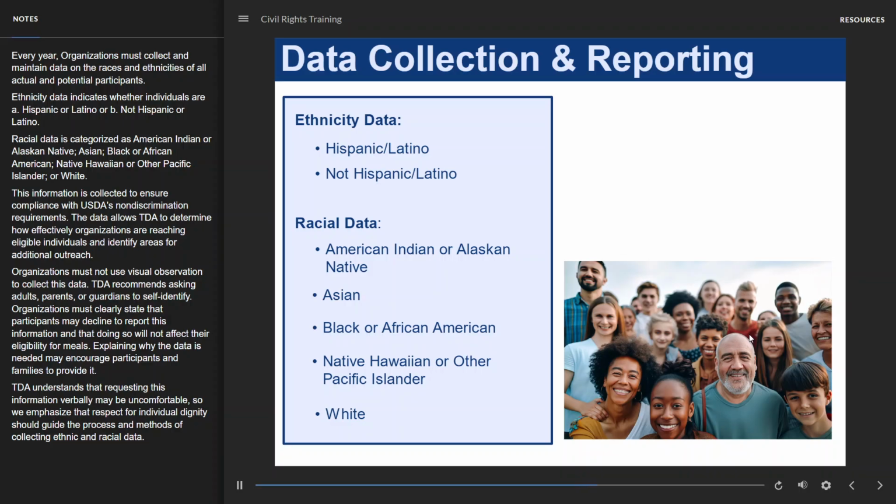Organizations must clearly state that participants may decline to report this information and that doing so will not affect their eligibility for meals. Explaining why the data is needed may encourage participants and families to provide it. TDA understands that requesting this information verbally may be uncomfortable, so we emphasize that respect for individual dignity should guide the process and methods of collecting ethnic and racial data.